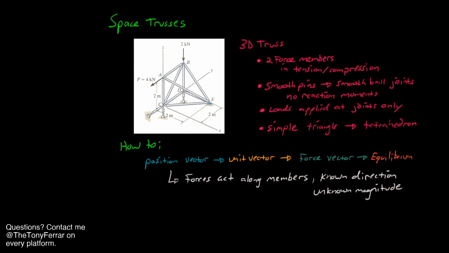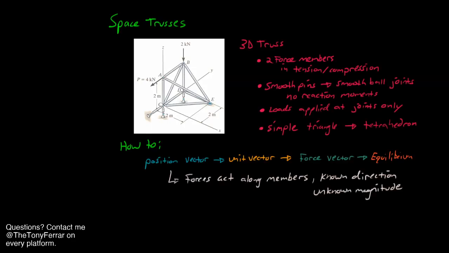The key is that we know in a truss, two force members, tension and compression, the forces act along the members. And so because we know the geometry, we know the direction of the force. The only thing we don't know is the magnitude. And so that lets us write these things in magnitude direction sense form.